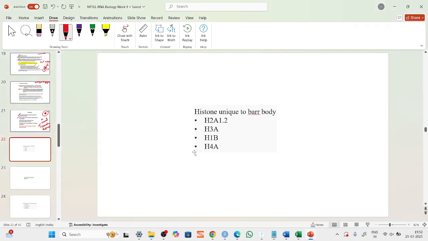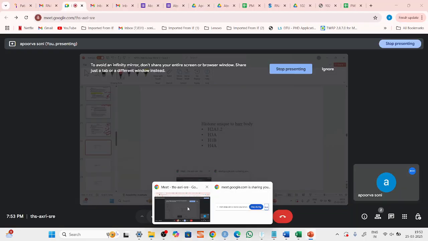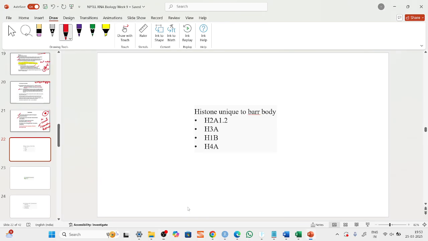Okay, now I am switching the screen. Let us see. So the question is: the histone unique to the Barr body is H2A 1.2, H3A, H1B, or H4A. So what is the correct answer?